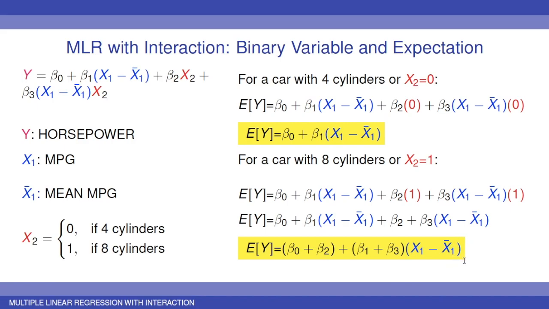Notice that in this case, both the intercepts and the slopes have changed. The intercept changes from beta 0 to beta 0 plus beta 2, and the slope changes from beta 1 to beta 1 plus beta 3.